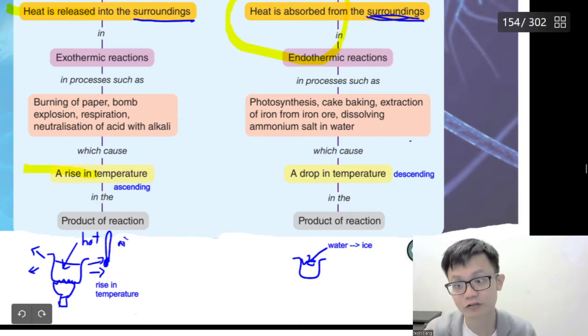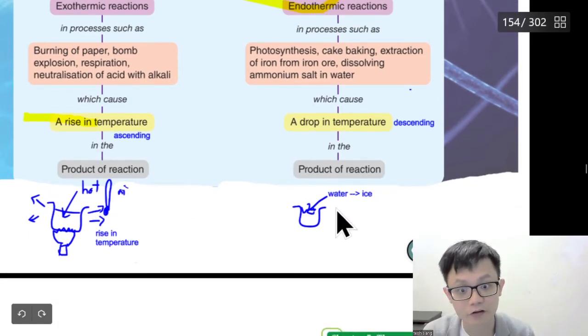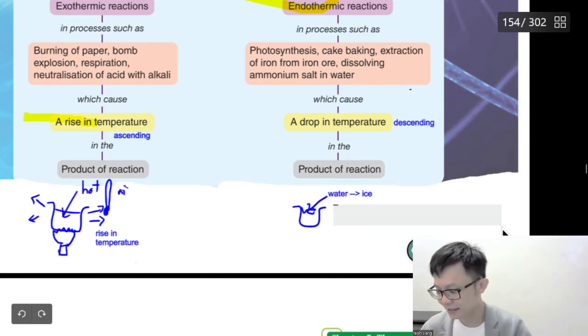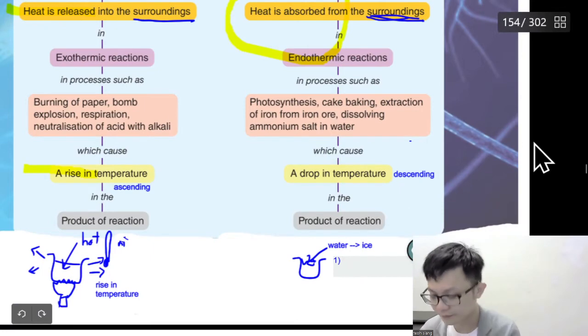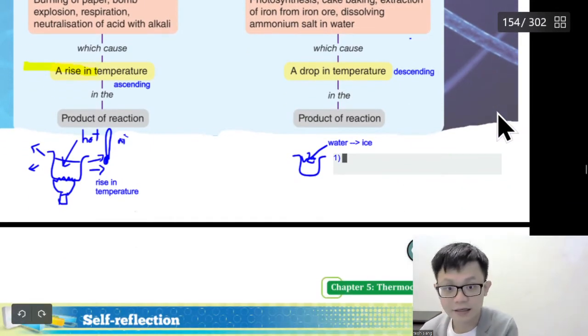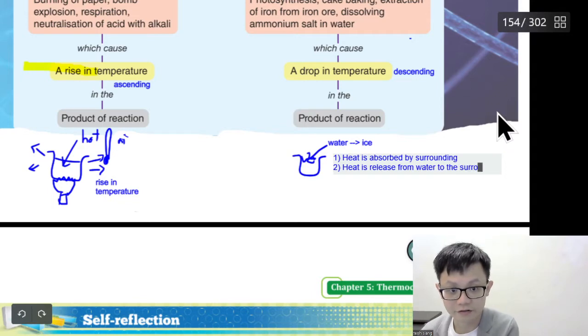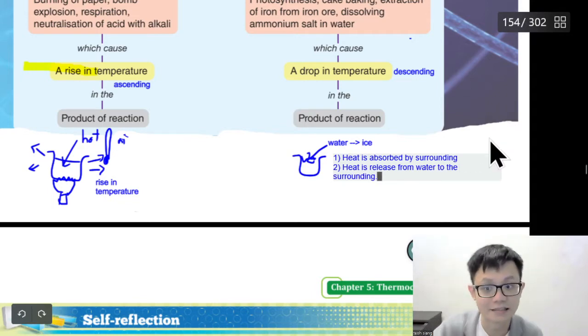So I can actually say two things. Depends on you, which one you want to say. First thing I can say, heat is absorbed by the surrounding. Or I can say heat is released from water to the surrounding. Right or not? Is it still the same thing?